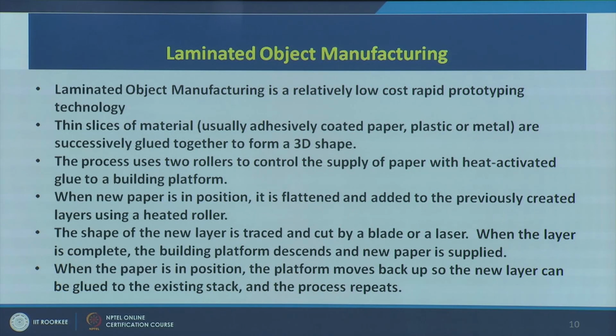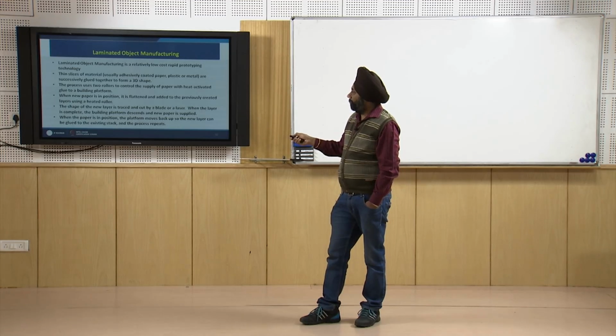I have tried to explain it with the help of a diagram. Laminated object manufacturing is a relatively low cost rapid prototyping technology. Thin slices of material. Now what is the raw material? I have explained, it is a sheet. Usually adhesively coated paper, plastic or metal are successively glued together to form a 3D shape. So each layer will be glued to the next layer and we will get a three-dimensional shape.